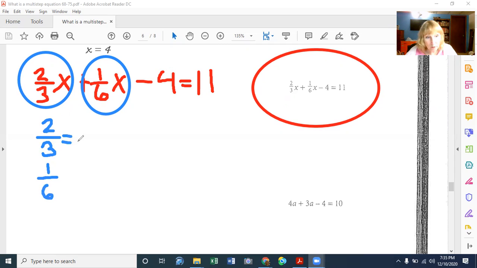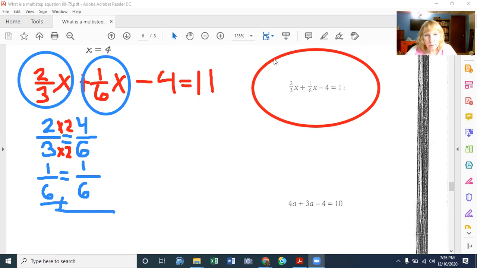You probably know how to do this in your head, but if not, this is how you do it. You want to make them both a 6 for a denominator. To do that, I multiplied the 3 by a 2, so I'm going to multiply the same 2 on the top, and I'm going to get 4/6. And then this one can stay 1/6. Now I can add them together. So 4 plus 1 is 5/6.